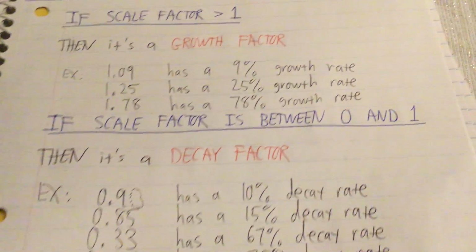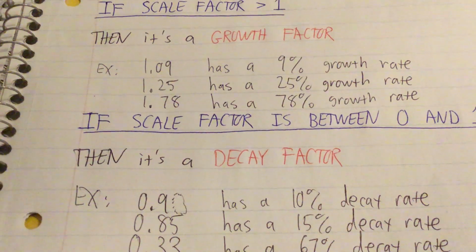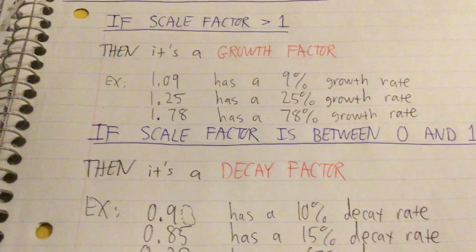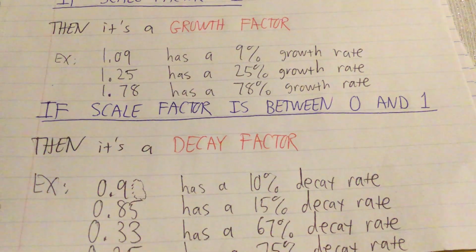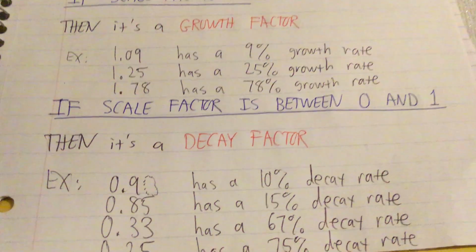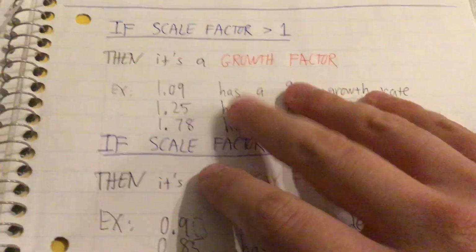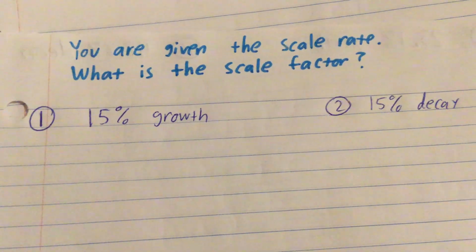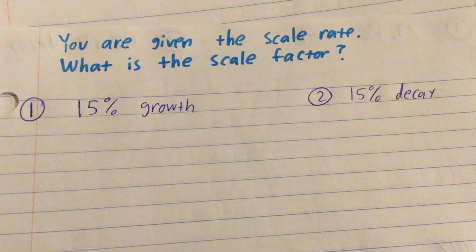If your scale factor is between 0 and 1, that means that you're multiplying by something and it's going to get smaller. So if you multiply something by, let's just say 50%, it's going to shrink by cutting it in half. So if the scale factor is between 0 and 1, then it's what's called a decay factor with a decay rate. Okay, so now that's out of the way, today's just going to be 24 questions. The first 12 is going to be, you are given a scale rate, either a percentage of growth or a percentage of decay. What would the scale factor be?